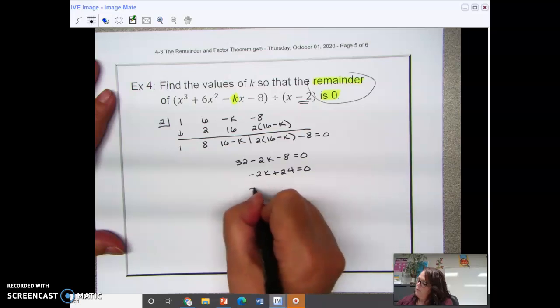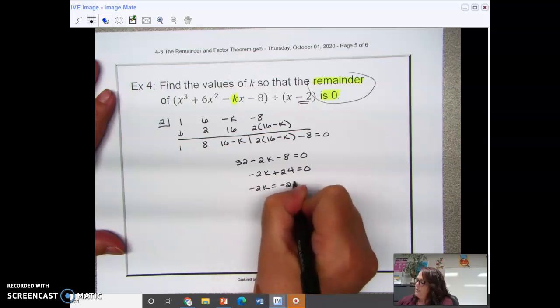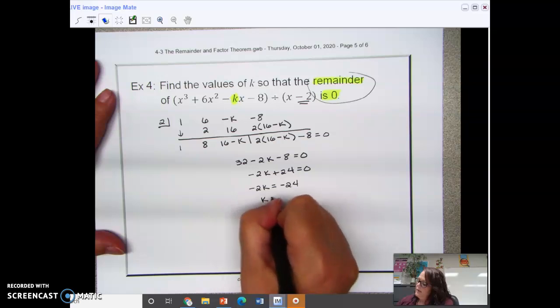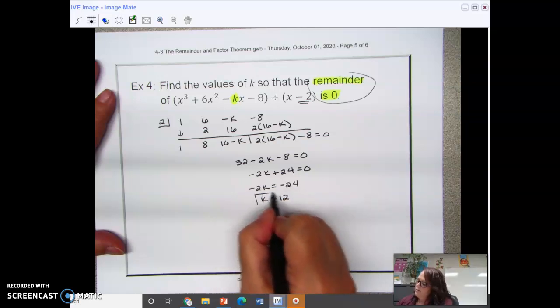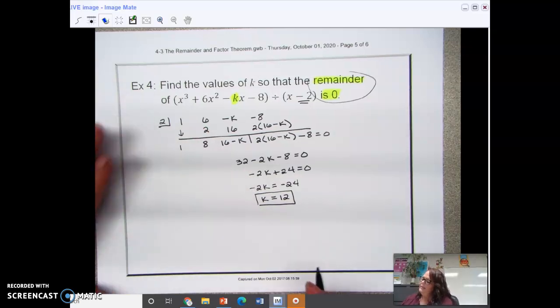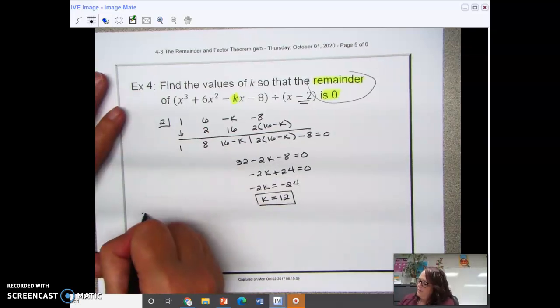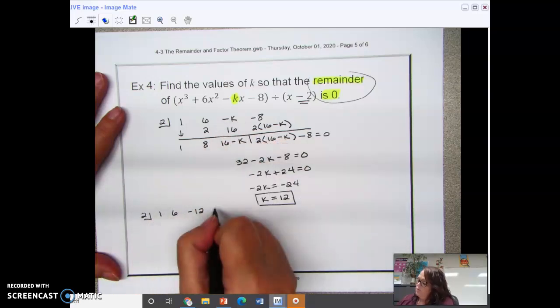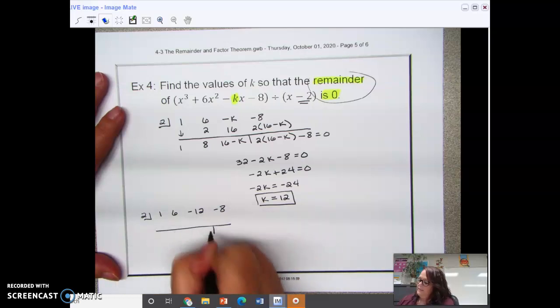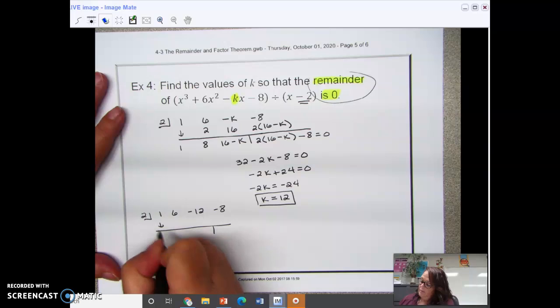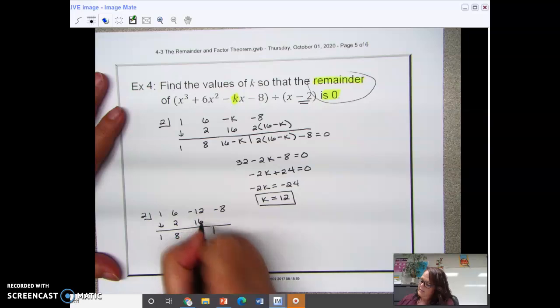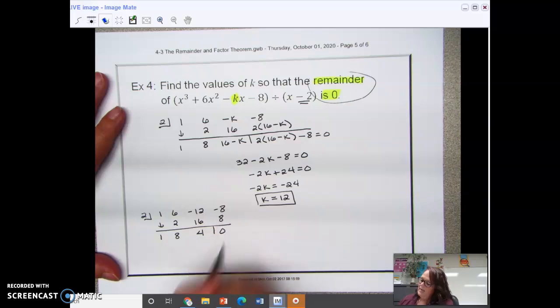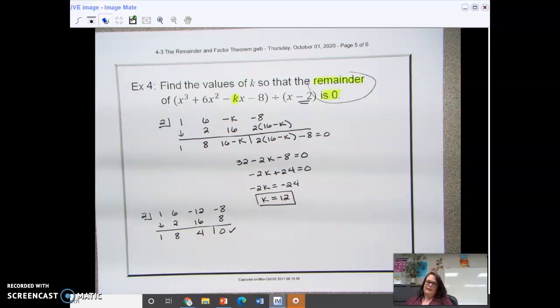So then if I subtract 24 from both sides, I get -2k is equal to -24. And then dividing by -2, I get k is equal to 12. So if I go back in here and I plug in a 12, let's see what happens. So remember, it's the opposite of k, so the opposite of 12 is -12, and I'm hoping to get a remainder of 0. So if I drop the 1, 2 times 1 is 2, 6 plus 2 is 8, 2 times 8 is 16, -12 plus 16 is 4, 2 times 4 is 8, and I get a remainder of 0. So I have checked my answer.